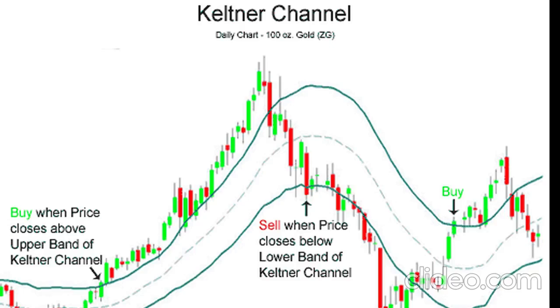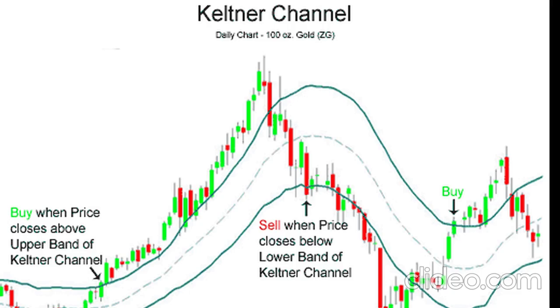The Keltner channel is a volatility-based technical indicator that consists of three lines: a middle exponential moving average, EMA, and two outer bands based on the average true range, ATR. It is used to identify trends, measure volatility, and signal potential overbought or oversold conditions and trend reversals. The bands widen as volatility increases and contract as it decreases.